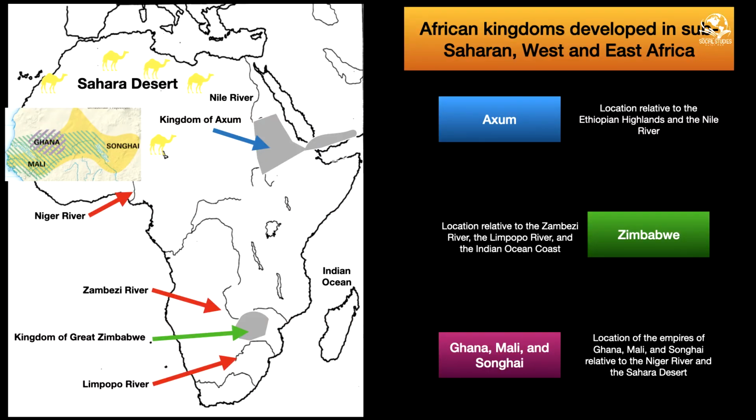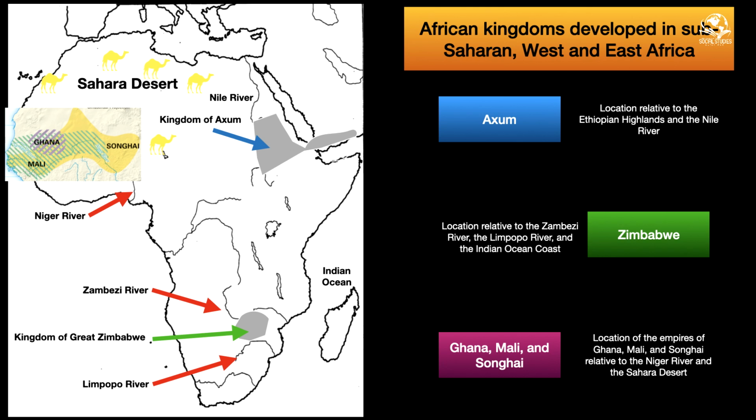Okay, so you can see on the left there is a map, and these are the three regions you need to know. Over on the right is the information about those regions. So these are African kingdoms developed in sub-Saharan, which is under the Sahara Desert, West and East Africa. So Aksum is in East Africa. Zimbabwe is located in the southern or sub-Saharan Africa, and Ghana, Mali, and Songhai are also sub-Saharan, but they're in the west.